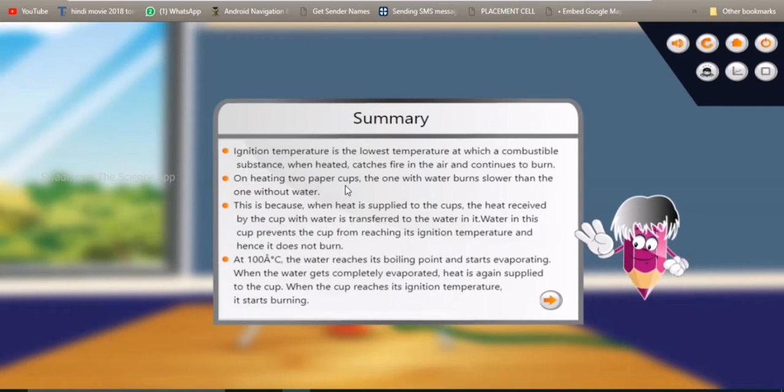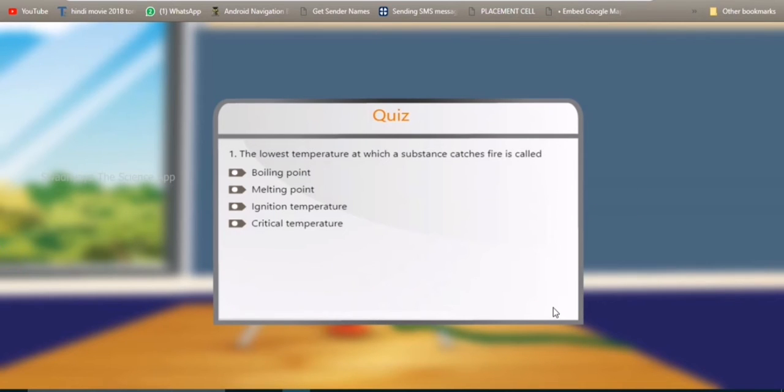When the water gets completely evaporated, heat is again supplied to the cup. When the cup reaches ignition temperature, it starts burning. And as we have one quiz, let's do this. The lowest temperature at which a substance catches fire is called ignition temperature, which we learned from this topic.